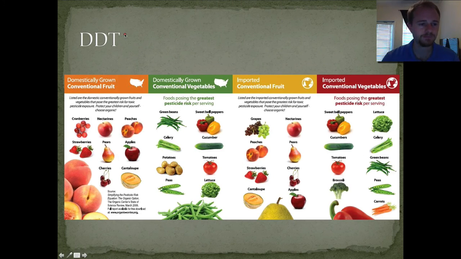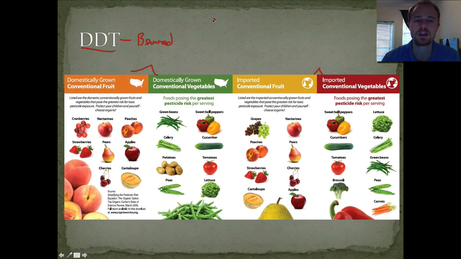DDT is a type of pesticide. It was banned in the US in 1960. But if we were able to take a blood sample of you and me, most of us would have trace elements of DDT in us. So where is this coming from? Why would DDT still be in us if it's been banned? Well, not all our fruits and vegetables were grown here.